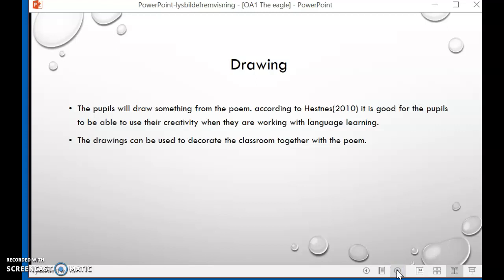Drawing. The pupils will draw something from the poem. According to Hessnes, it is good for the pupils to be able to use their creativity when they are working with language learning. The drawings can be used to decorate the classroom together with the poem.